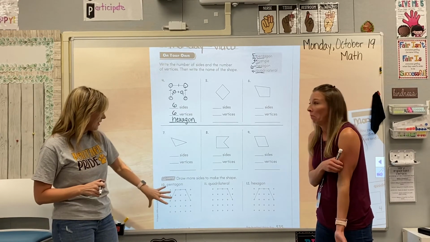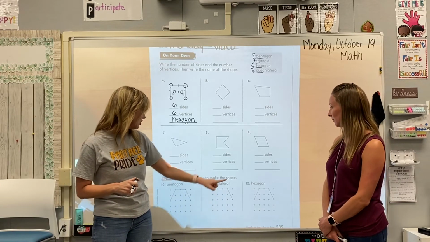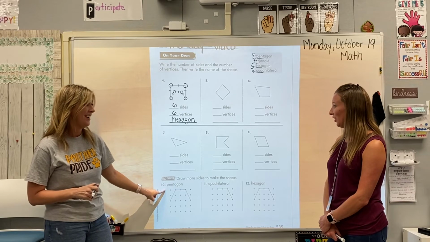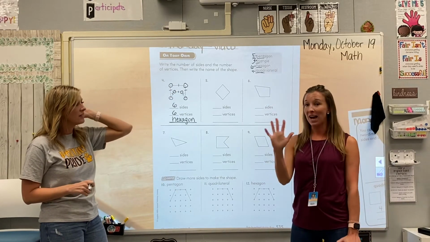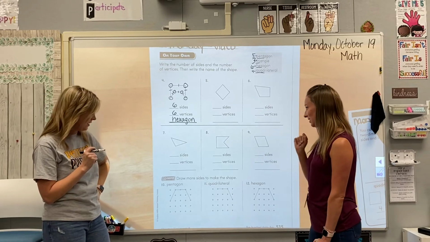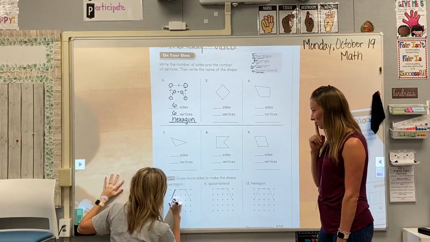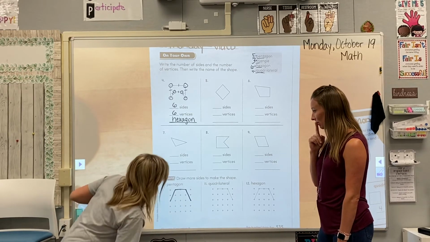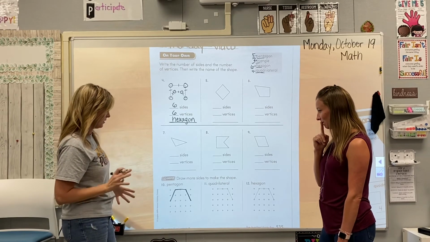Last but not least, it says draw more sides to make the shape. So this one says pentagon. How many sides, go back up there, does a pentagon have? It has 5 sides and 5 vertices. Okay, so far we have, I'm going to do this a little darker so kids can see it, 1, 2, 3 sides. I need to have 5 sides. So how many more sides do I need to make this a complete pentagon?